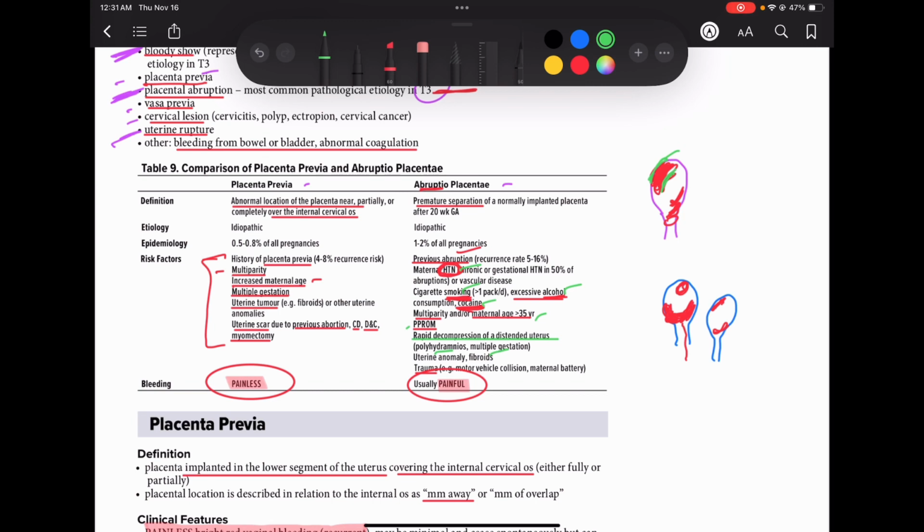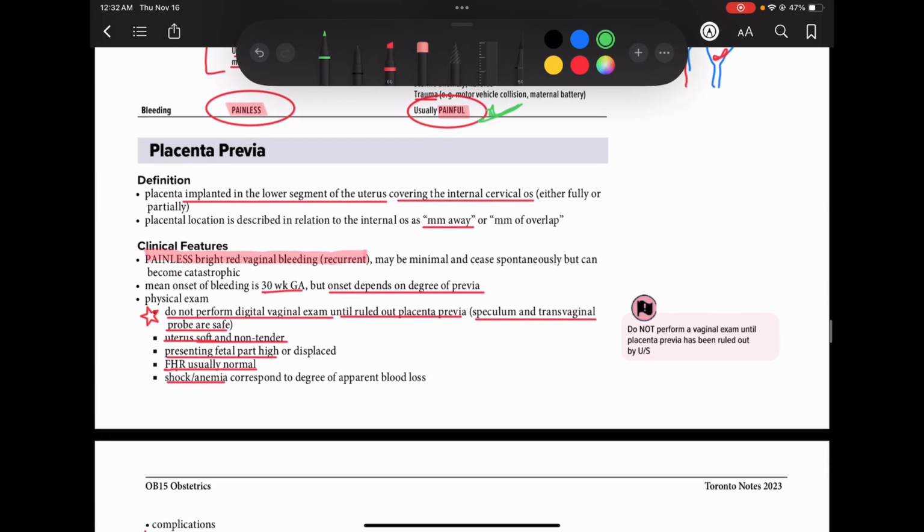In scenarios in the question, the most important thing to notice would be painful. And then we would see the bleeding would be painful. And then we'd see how much of the vaginal bleeding. Then we see if there is any shock, anemia going on, and we'll see the vital signs. All right. Placenta previa is implanted on the lower segment of the uterus, covering the internal cervical os. We just describe its relation with the internal os as millimeters away.